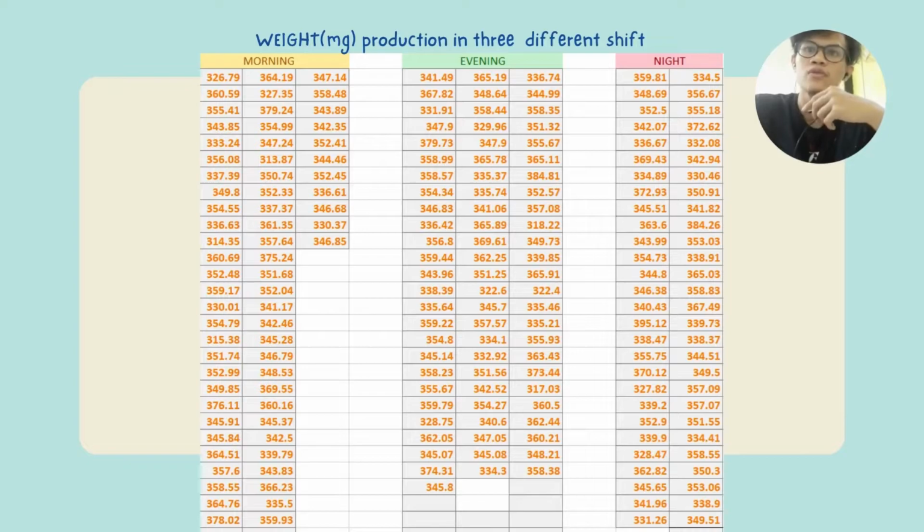Okay, in the next slide we can see the weight production in 3 different shifts: morning, evening, and night. In the morning we have a total of 67 weights, for evening we have 77, and night we have 56.